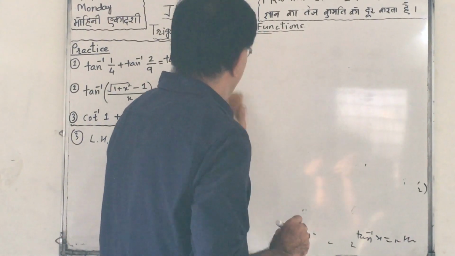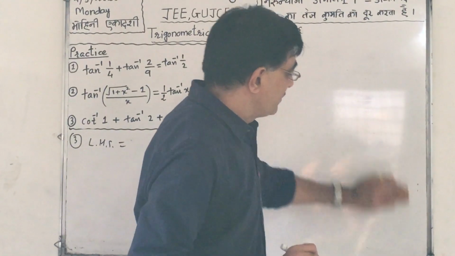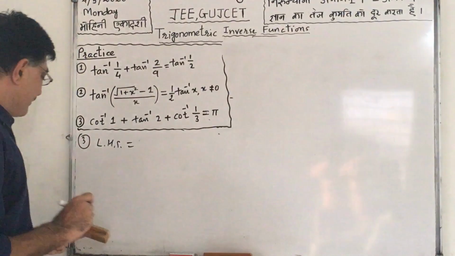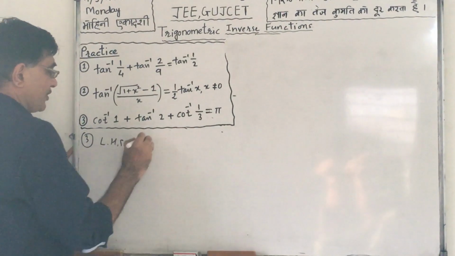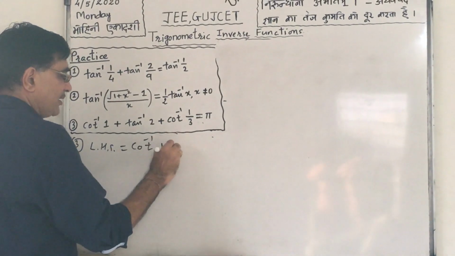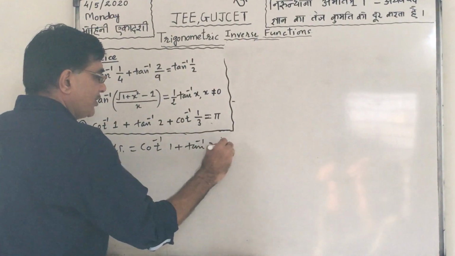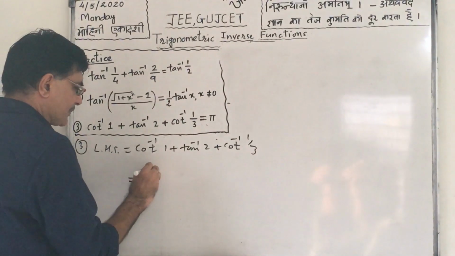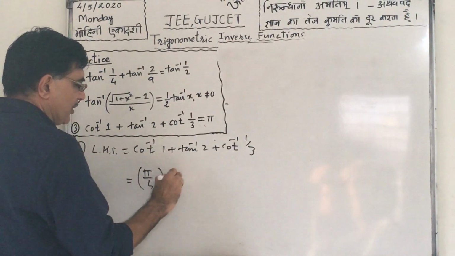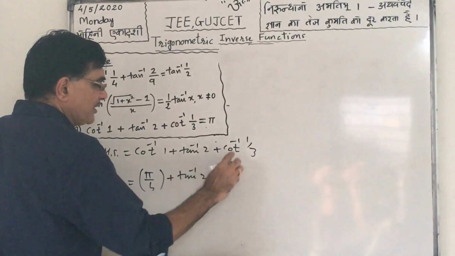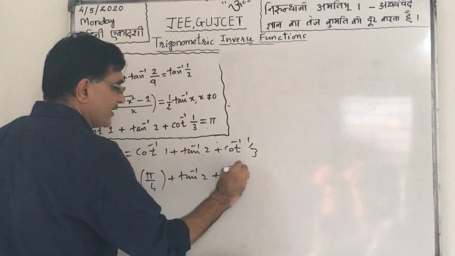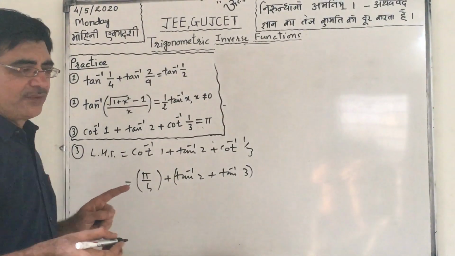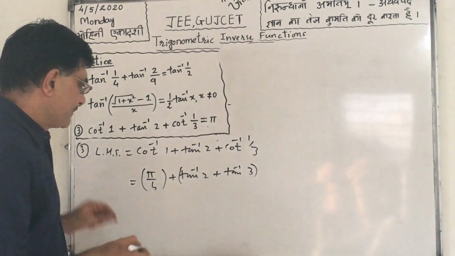Please solve some problems. If you have any reference book at your place, or call me for practice, it is also necessary. LHS equals the given cot inverse 1 plus tan inverse 2 plus cot inverse 1 by 3. Cot inverse 1 means pi by 4, that is good, plus tan inverse 2. Now we know that cot inverse 1 by 3 is tan inverse 3, because if x is positive, cot inverse of x equals tan inverse of 1 upon x.